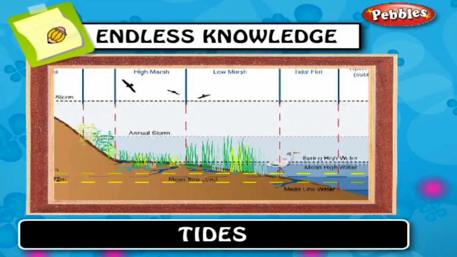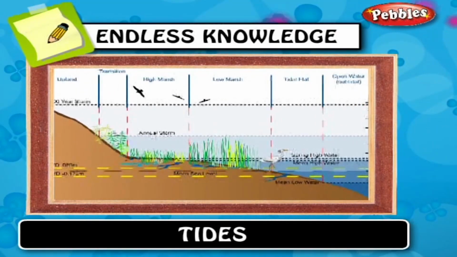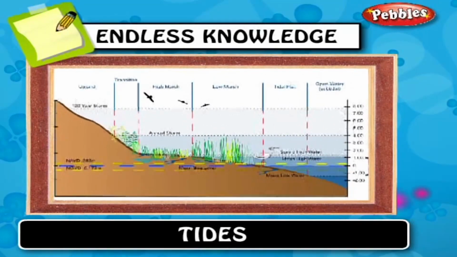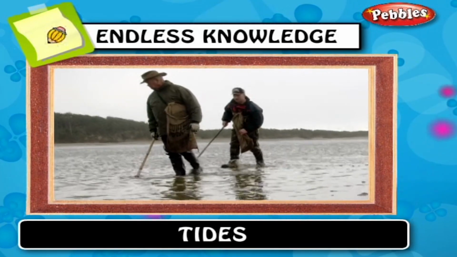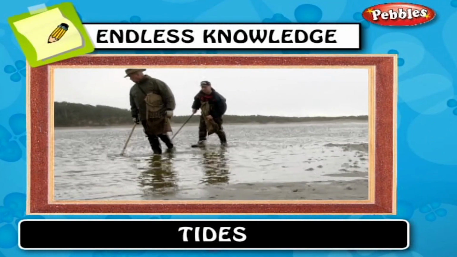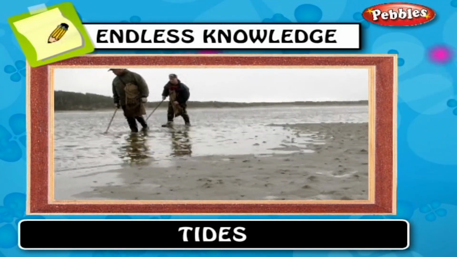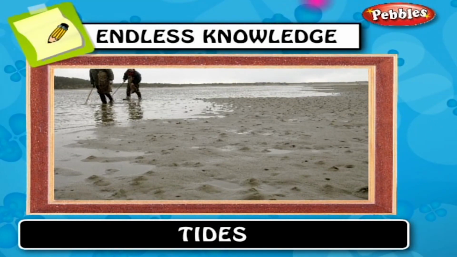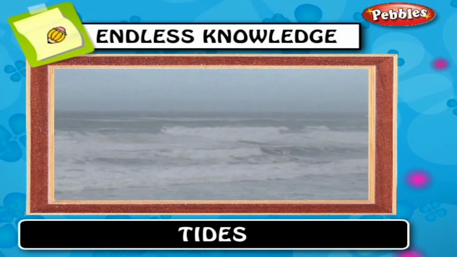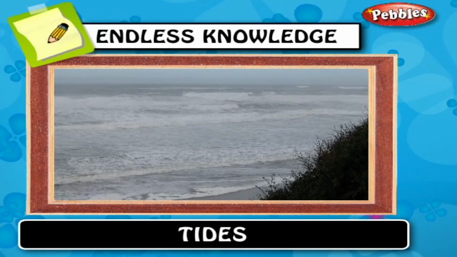Tides. Tides are the rise and fall of sea levels caused by the combined effects of the rotation of the earth and the gravitational forces exerted by the moon and the sun. The tides occur with a period of approximately 12.5 hours and are influenced by the shape of the near shore bottom.